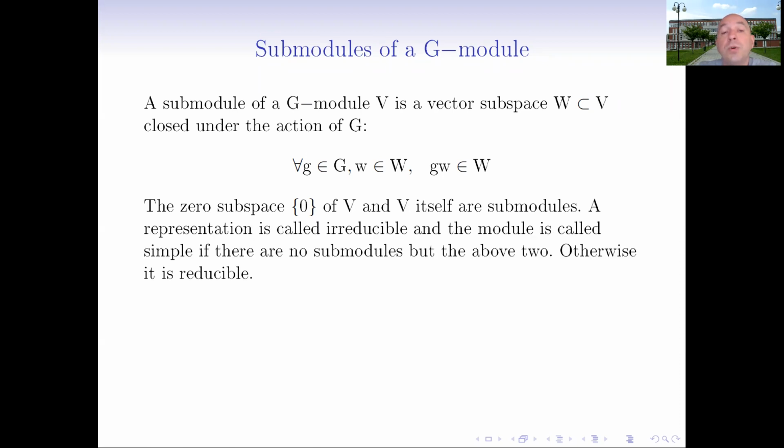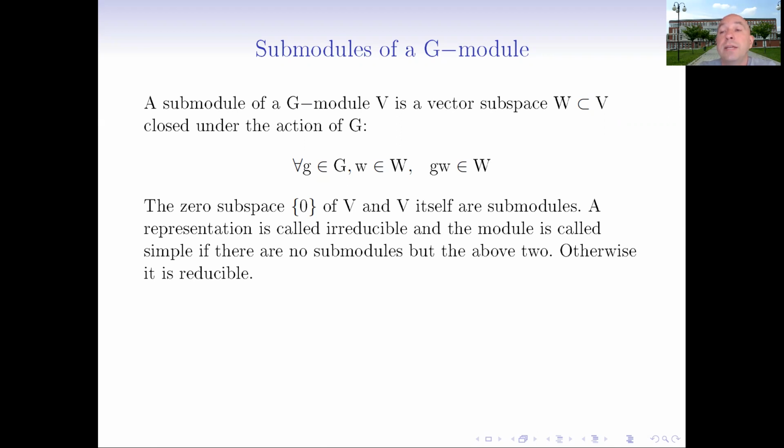And the representation is called irreducible, and the module is called simple, if there are no other submodules. So if there is any submodule W of V, then W is either 0 or V itself. Otherwise, the representation is called reducible. In fact, the desired task in representation theory is to find all irreducible representations.